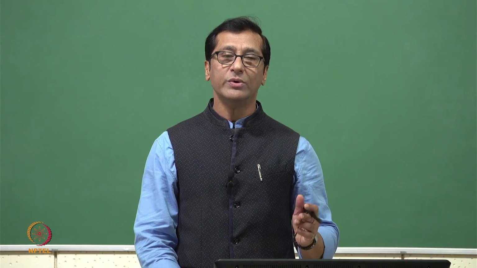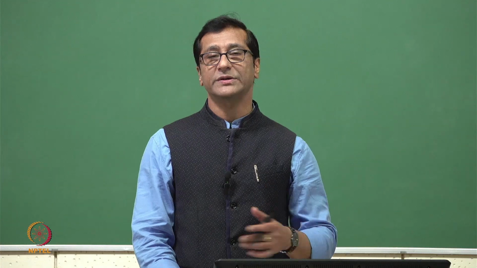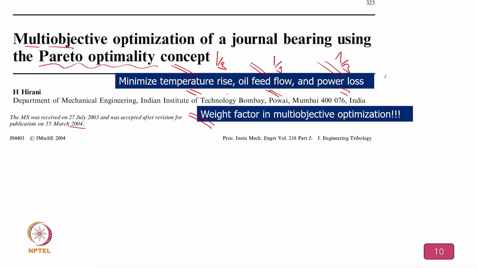If all three are equally important, then I'll give weighting factor one third, and one third in this case. But if power loss becomes more important, maybe say 50% importance comes to the power loss, I'm choosing weighting factor one half, and the remaining temperature rise and feed flow are the same. So 1 by 4, 1 by 4, or 0.25. All weighting factors' summation should be equal to 1. So this is the main understanding from that.